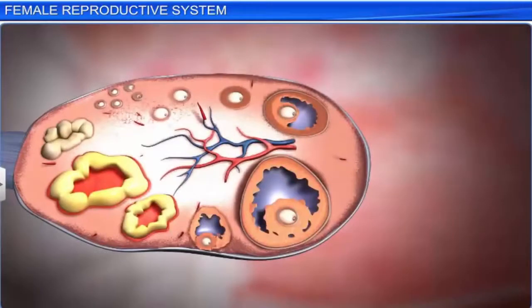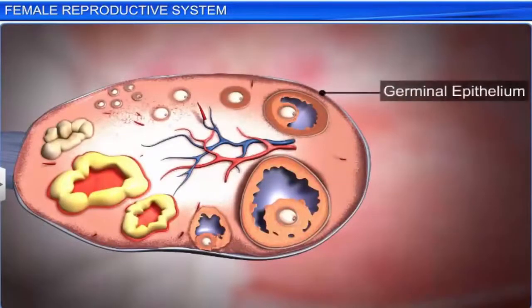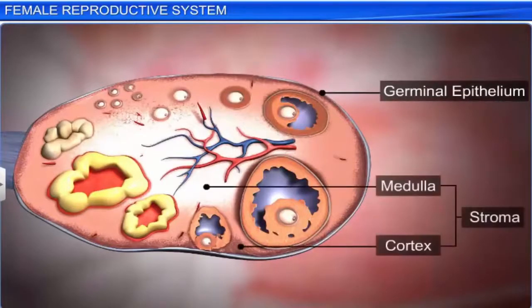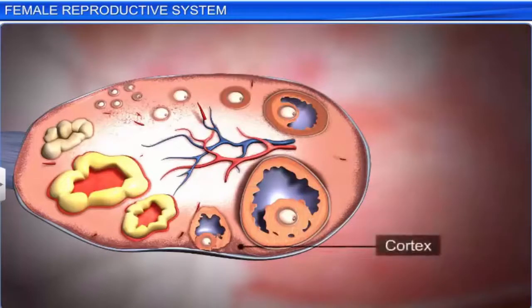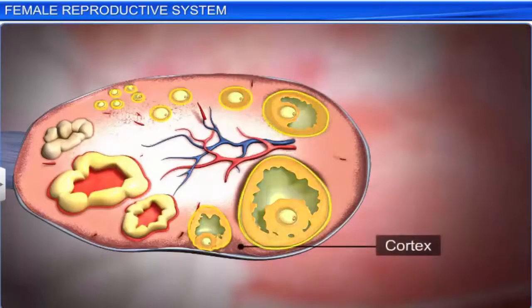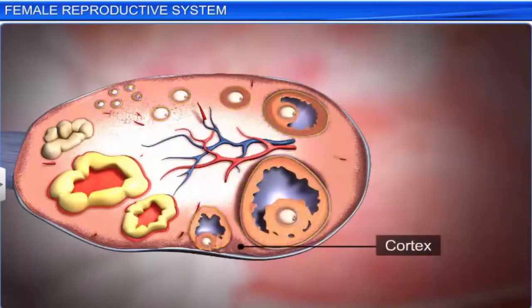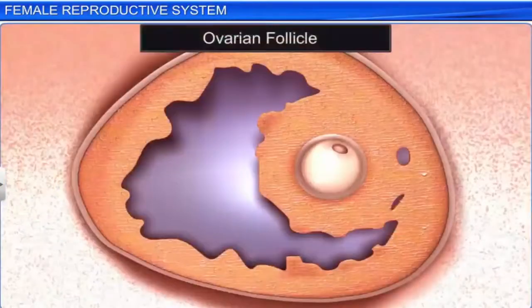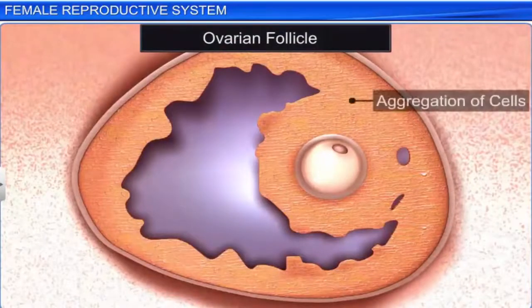Each ovary is covered by an outer thin layer called the germinal epithelium. The germinal epithelium encloses the ovarian stroma, which is further divided into the outer cortex and the inner medulla. The cortex consists of many ovarian follicles in different stages of development. The ovarian follicle is the basic unit of the female reproductive system and is composed of roughly spherical aggregations of cells found in the ovary.